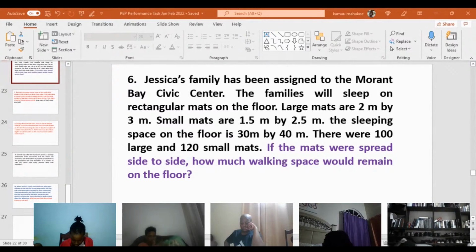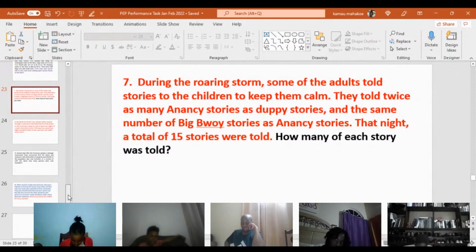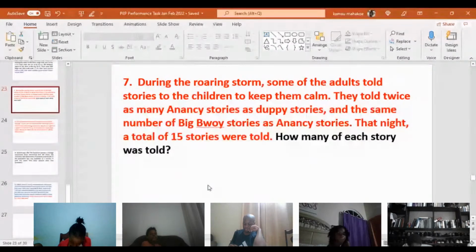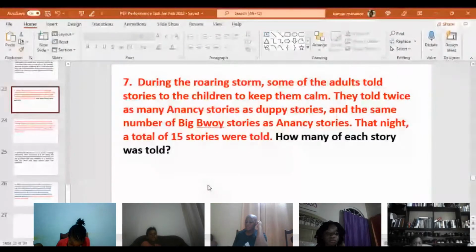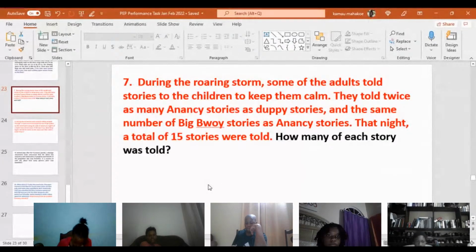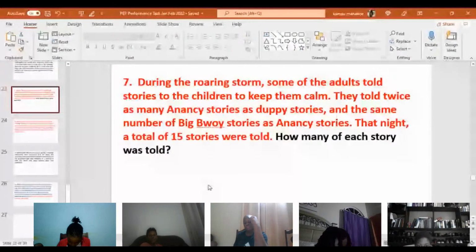Jaden, could you read the next question, please? Question 7. During the roaring storm, some of the adults told stories to the children to keep them calm. They told twice as many Anansi stories as Duppy stories, and the same number of Big Boy stories as Anansi stories. That night, a total of 15 stories were told. How many of each story was told?